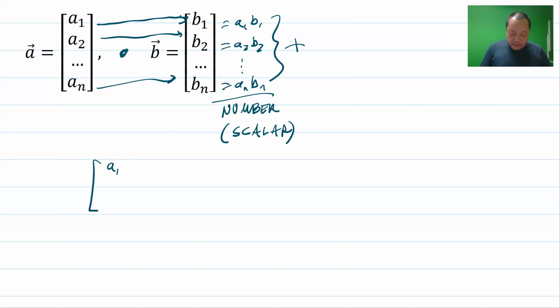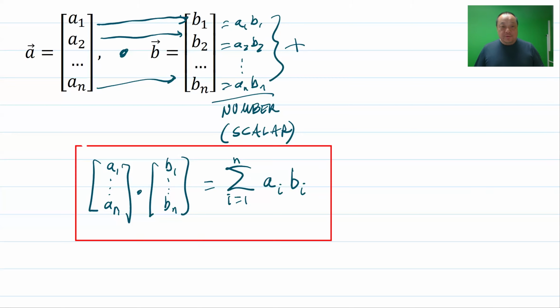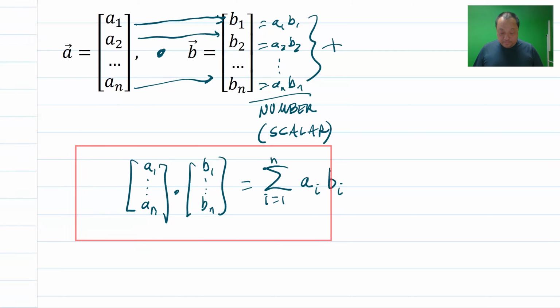So A1 all the way down to An dot with B1 all the way down to Bn is equal to, you take an A term at any row i, you multiply by the B term at the same row i, and you add them together, starting with i from 1 to the last one, i equals n. So it's a scalar answer.